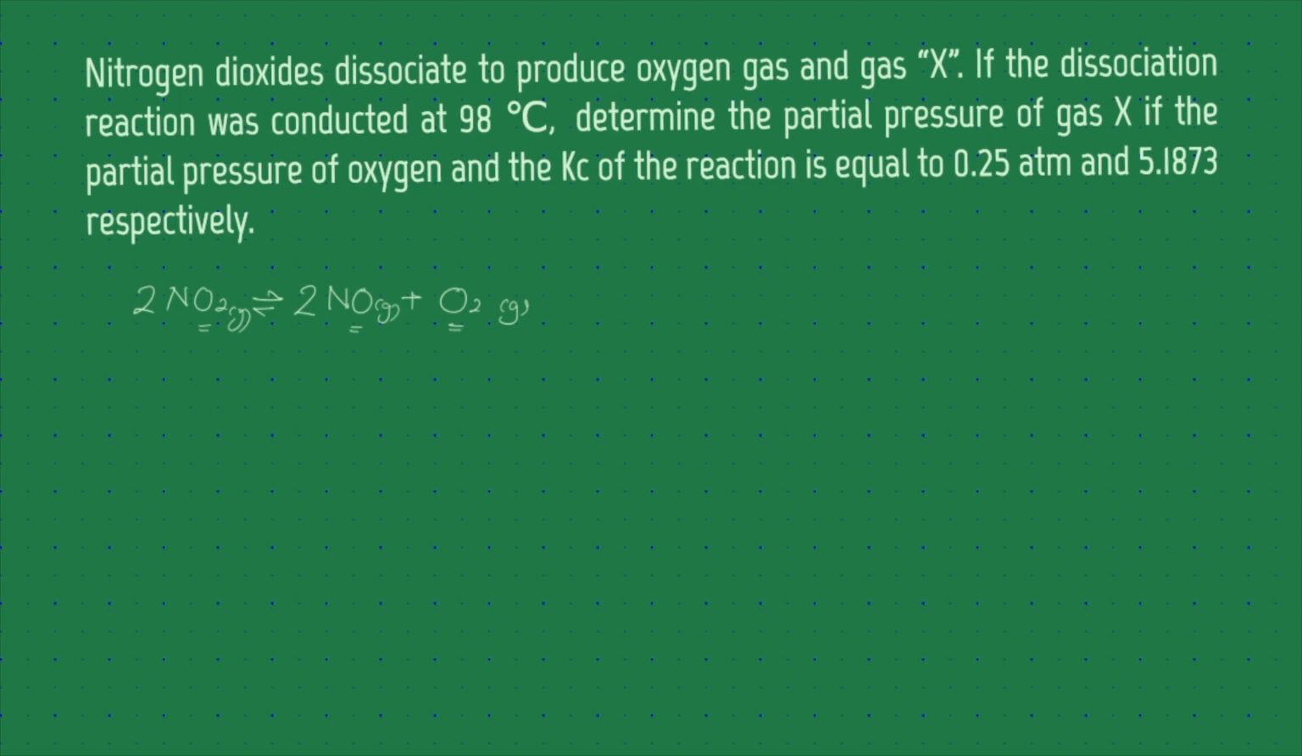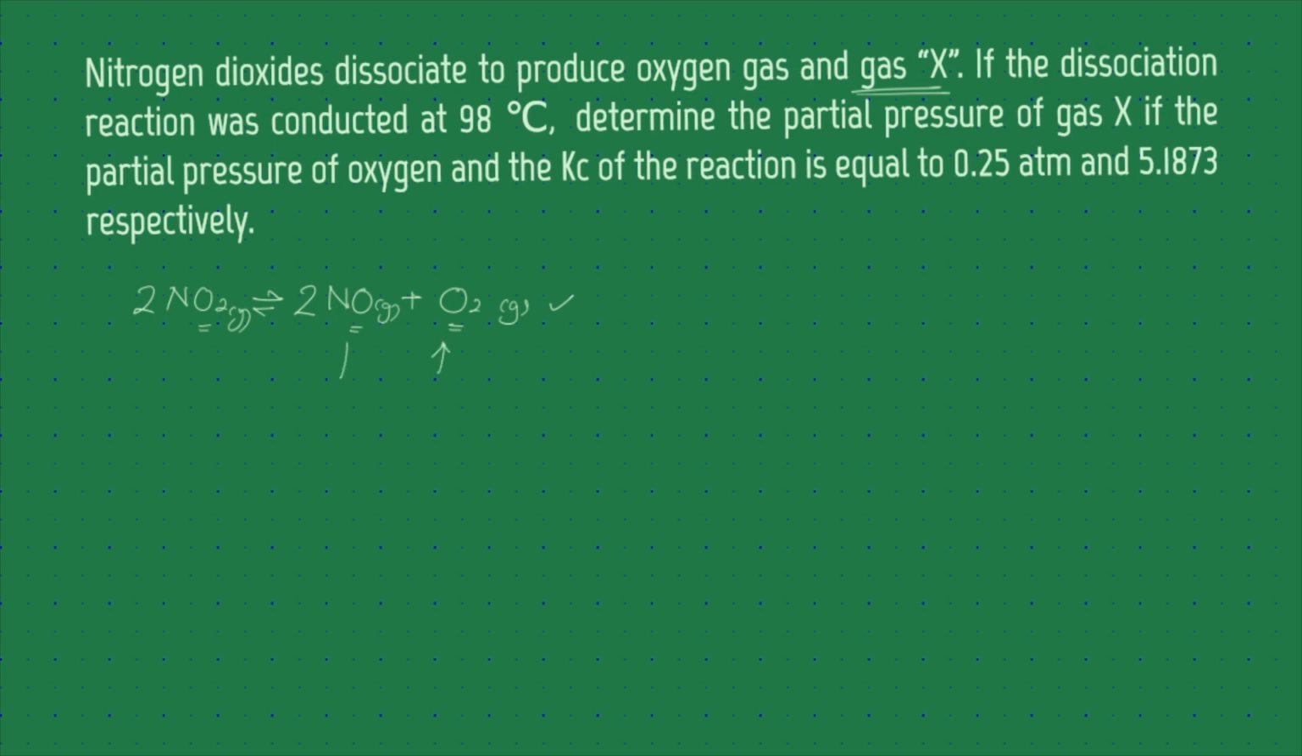So you have 2 nitrogen in the reactant and 2 in the product as well. So this is the balanced equation for the dissociation of nitrogen dioxide. So again, in the question it stated that you are going to produce gas X.